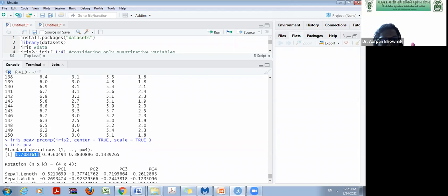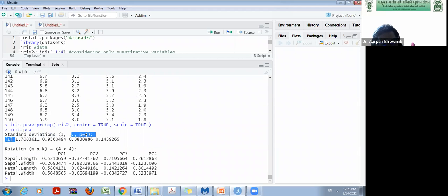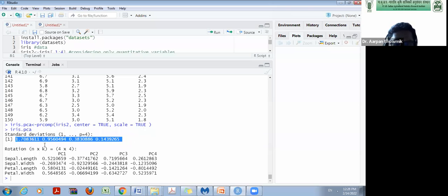So there are 4 PCAs. As there are 4 original variables, these are the standard deviations. These are not the eigenvalues. These are the standard deviations of the PCA. Eigenvalues will be the square of this standard deviation. And see rotation, these are the eigenvectors. This is not the eigenvalues. Eigenvalues we have to calculate. This is just the standard deviation of the PCA, and variance is nothing but the square of standard deviation. So once you square it, you will get the output. That will be the eigenvalue.